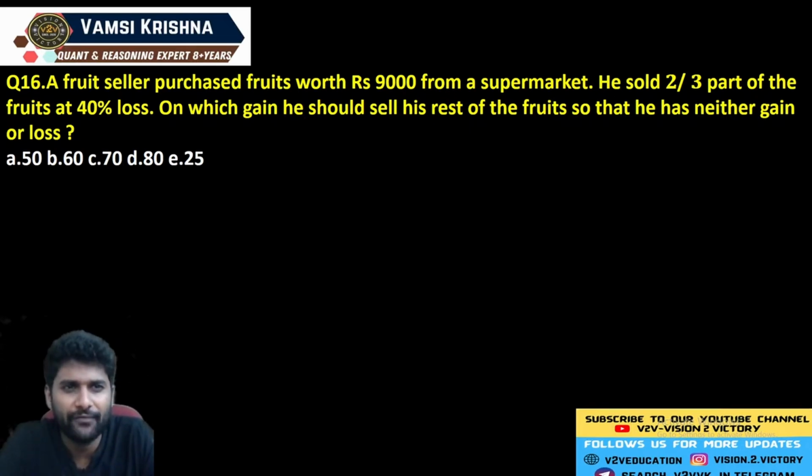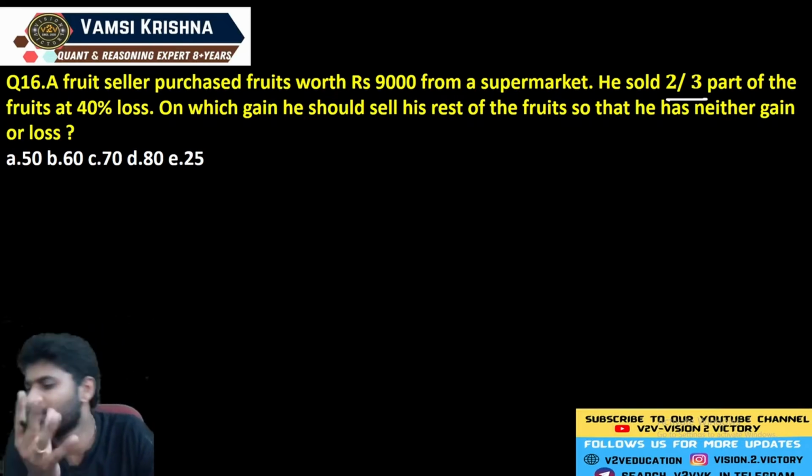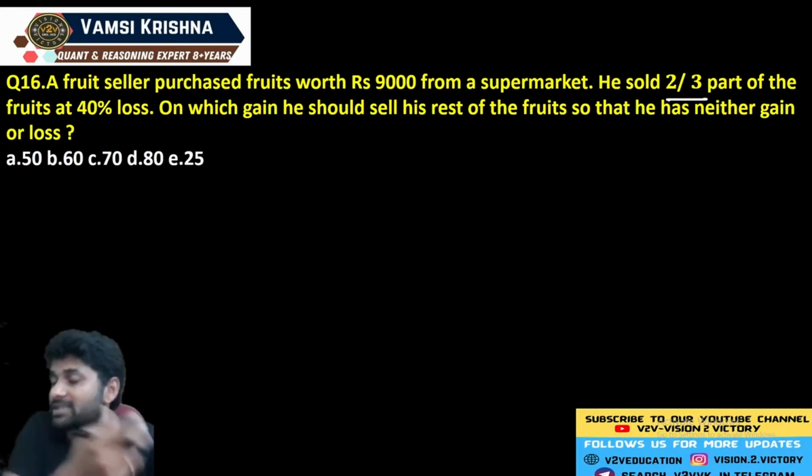See the next question. A fruit seller purchases fruit worth 9,000 rupees from a supermarket. He sold two-thirds of the fruits at a 40% loss. At what gain should he sell the rest of the fruits so that he gets neither loss nor profit? Guys, if you know the concept of alligation and mixtures, then you can save your time.